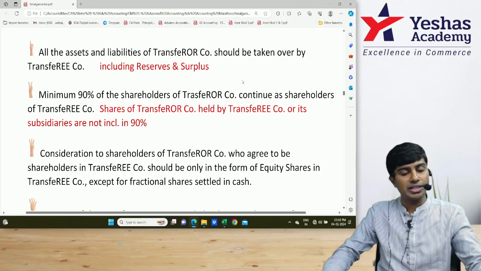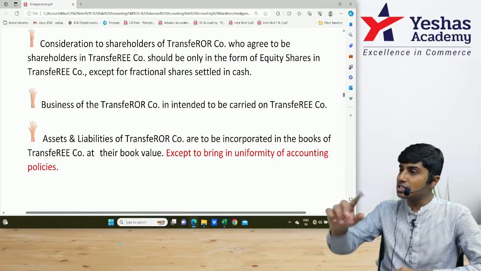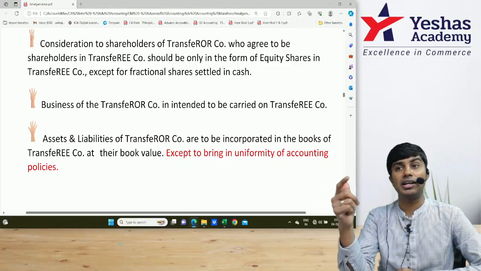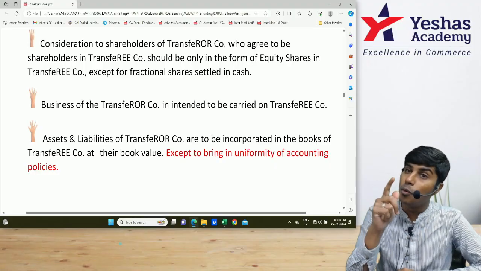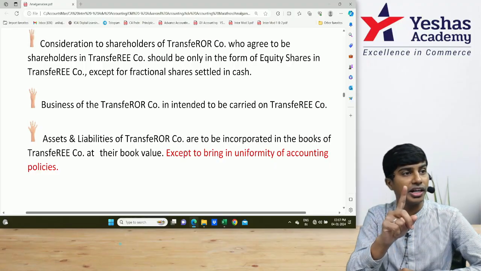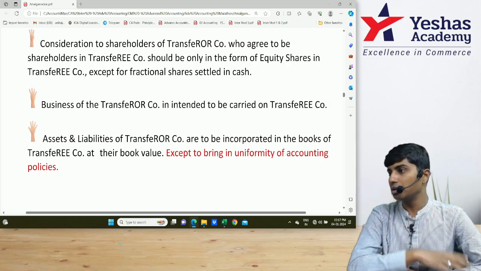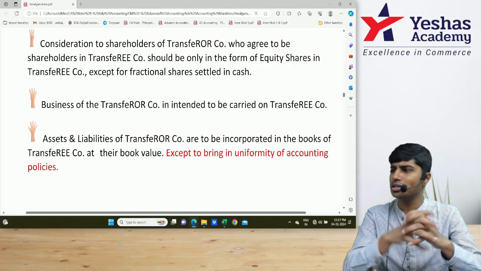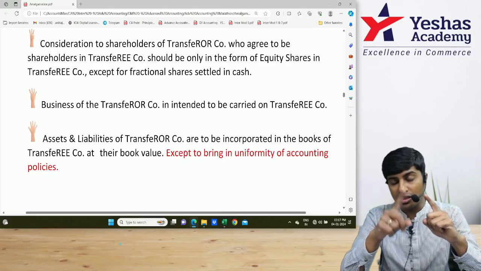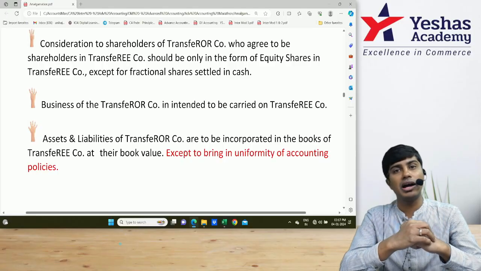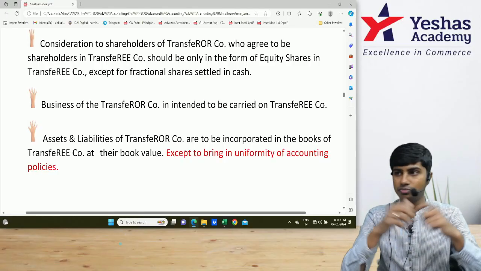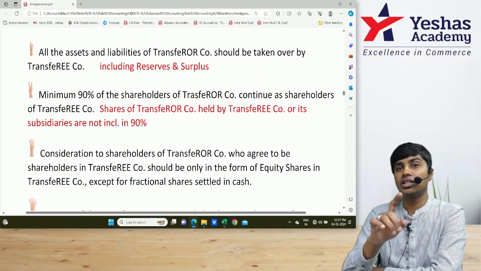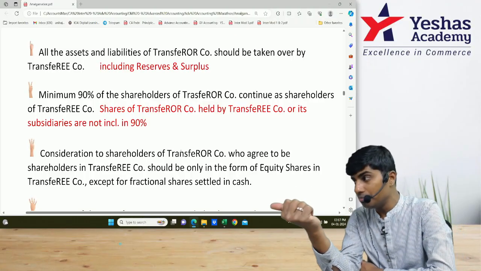After condition number 1, let's quickly see condition number 5, which is a continuation of 1, which says that all assets of the transferor should be taken over by the transferee at book value. We cannot take it over at agreed value. However, there are exceptions. If you are changing the value of the asset for bringing in uniformity in accounting policies, then okay. Otherwise, if there is a change in the value of the asset, it will become amalgamation in the nature of purchase. Got it?